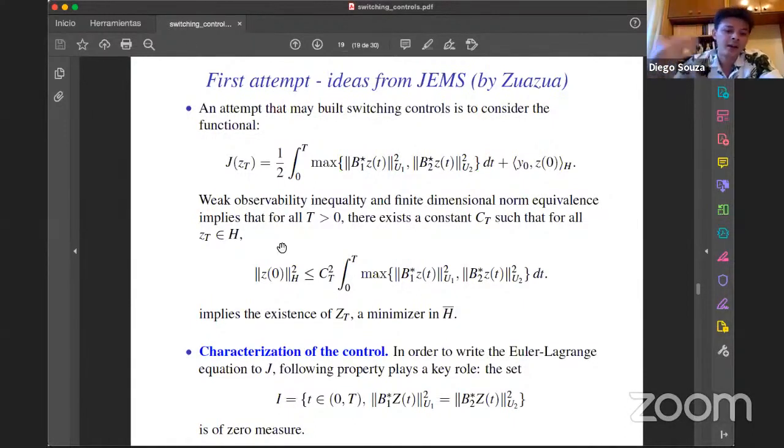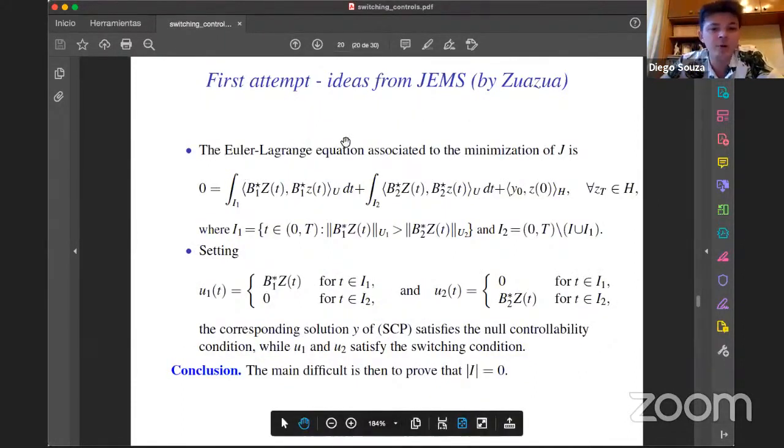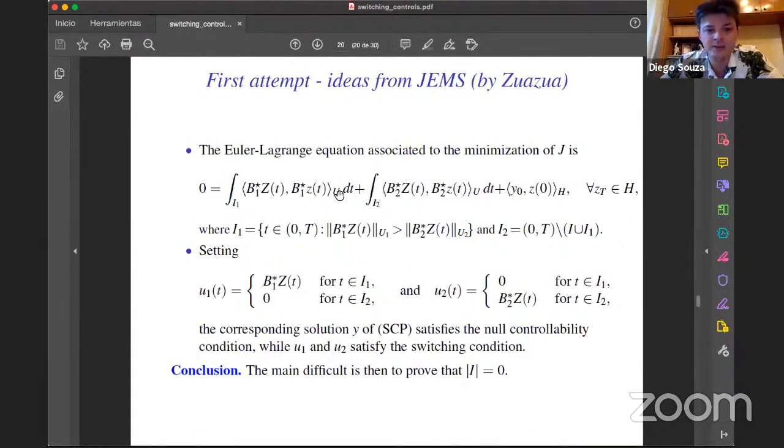And okay, we want to write the Euler-Lagrange equations. So in order to characterize the control, the key point is to analyze this set. Okay, it is the set where these two quantities are equal. Then if we assume that this set is of zero measure, we can compute the Euler-Lagrange equations. So assuming that hypothesis, the Euler-Lagrange equation satisfies this identity, where I1 and I2 are given by that. And this gives exactly a formulation that is special for the switching control. Here you have U1, which is given by that on the set I1, and U2 is given by that on the set I2. Okay, and these two controllers are switching.